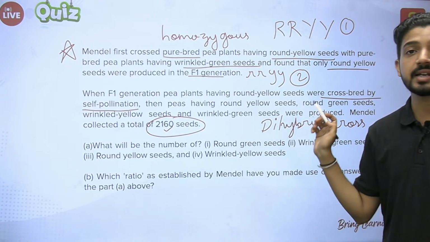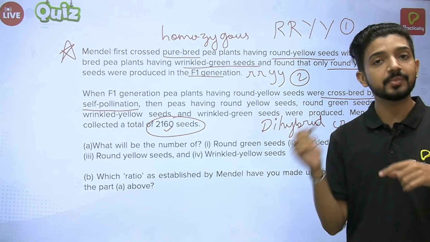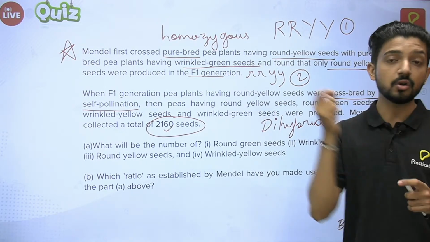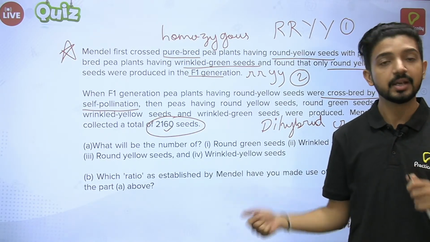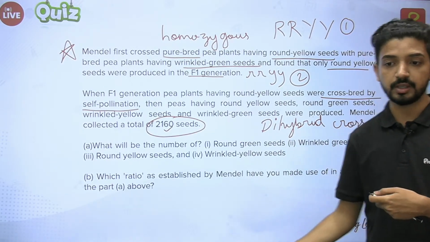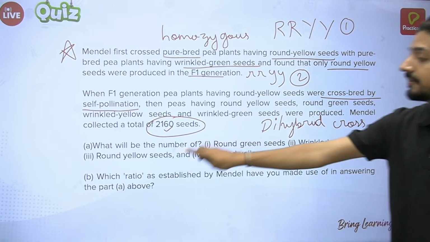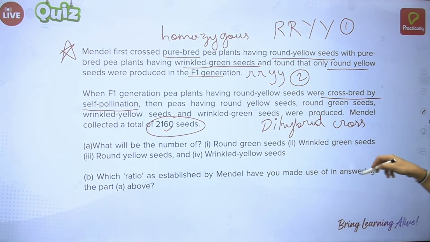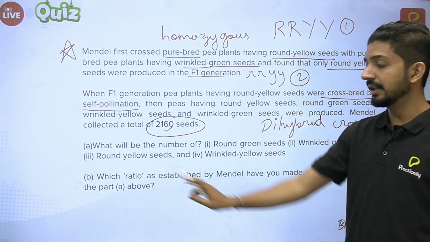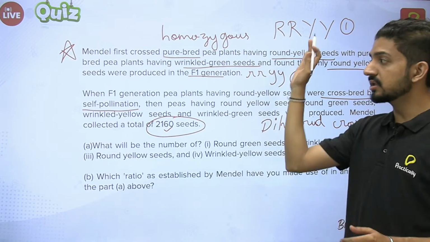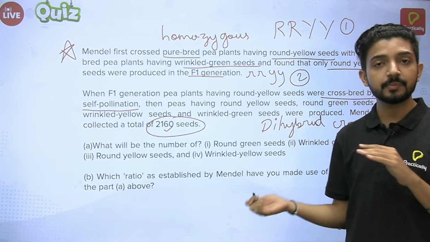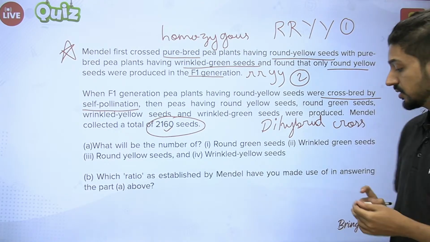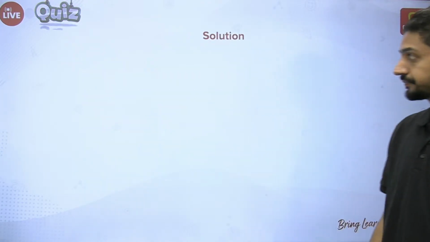We are discussing a very important and interesting question. Try to solve this and try to answer. All of you can actually type the answer because this is a numerical based question. The answer will be just one number. Okay. So all of you try to solve along with me. We are anyways going to see the solution. And the second part, B part, is: which ratio as established by Mendel have you made use of in answering part A above? Okay. Simple question. Just don't go on the length. It looks big, but it can be easily solved if we draw the proper Punnett square and proper steps. So let's see how to solve this.